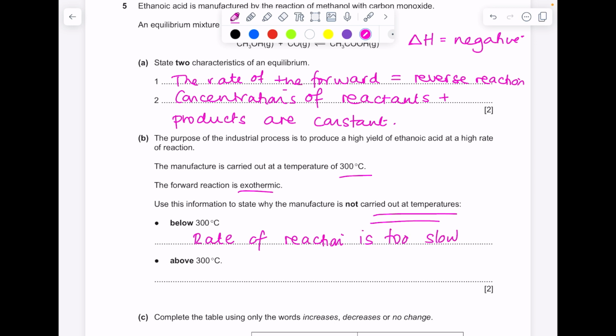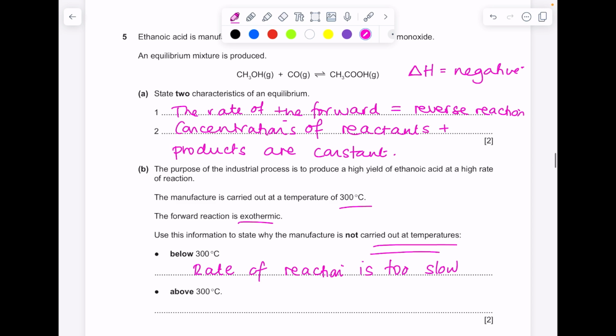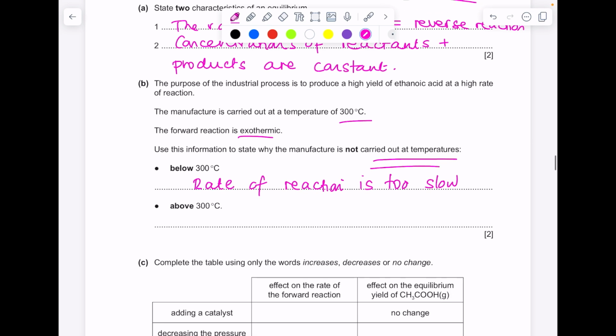And then why is it not carried out above 300 degrees? Because we've been told that that forward reaction is exothermic, meaning that if the temperature got too high, the yield of ethanoic acid would be too low.